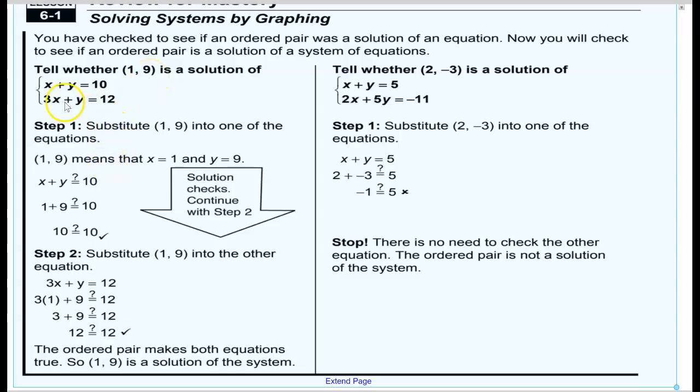So we're going to plug it in for this first one here. We got 1 and 9. 1 plus 9 is 10, so that checks out. Now we're going to do the second equation, 3x plus y equals 12. We plug in the 1 for x and the 9 for y, right? So 3 times 1 is 3, and then 3 plus 9 is 12, which comes out to 12 equals 12, so that checks. So (1, 9) is a solution to this system.